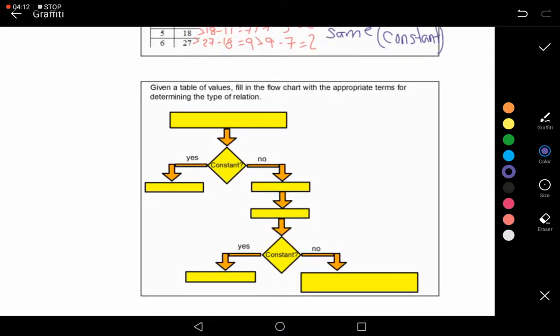If we're given a table of values, fill in the flowchart with the appropriate terms for determining the type of relation. This is a nice little flowchart that's going to tell us what kind of relation we're dealing with. The first thing we always have to do is find our first differences. If they are constant, then it is a linear relationship. If they are not constant, we know that it's nonlinear.